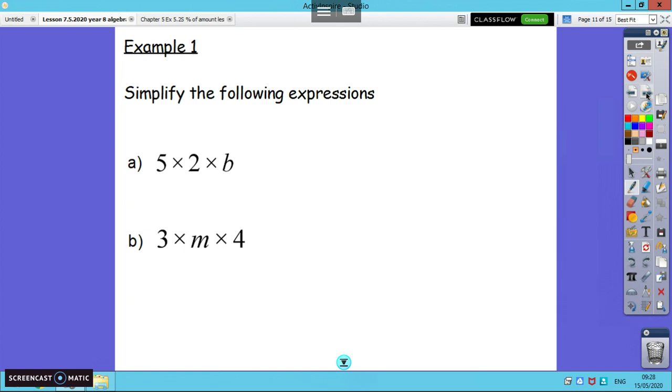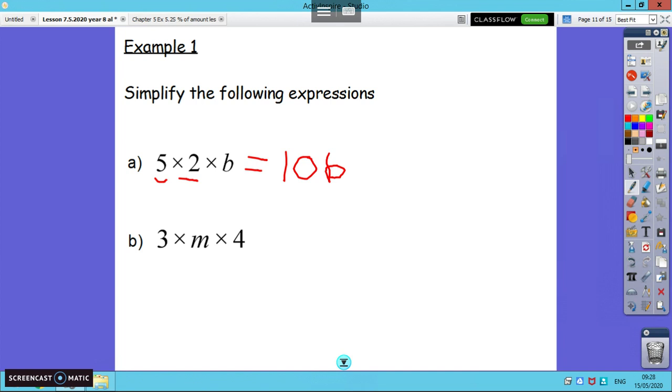Now, if you notice here, we've got two numbers. Now, we can actually multiply them together, so that's fine. So I can do 5 times 2, and I know the number always comes first, and that's 10. And then I've got a letter there, so I just put the letter on the end. So my answer is 10b, with no gap between them.